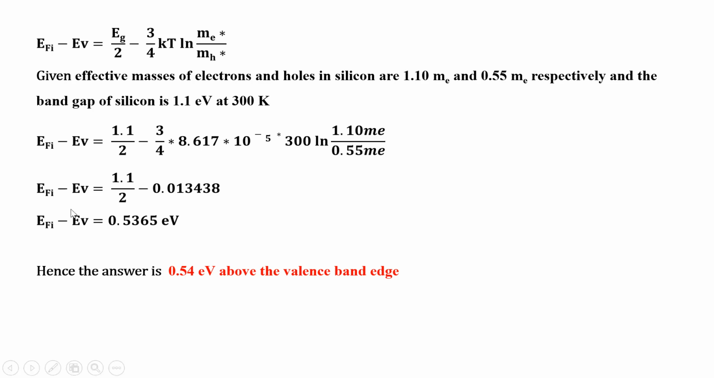Suppose you are using the equation with EC: you will get EC minus EFi equal to negative 0.54, so you will have to rephrase accordingly. With EF minus EV, you get a positive value. With EC minus EFi, you get a negative value. When that negative is brought to the other side, we can find that the Fermi level lies below the conduction band and above the valence band edge. So 0.54 above the valence band edge is the right answer. I hope it's clear to you now.